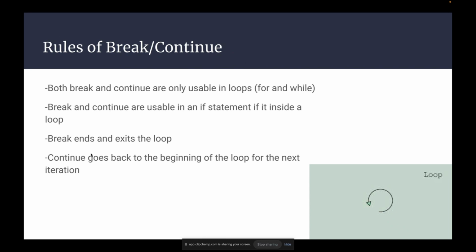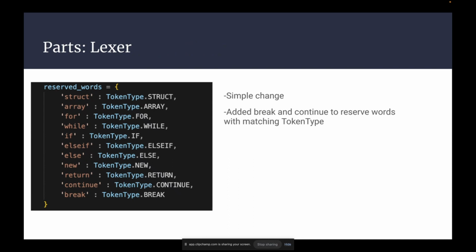And then what break does is it ends and exits the loop right where the break is. It immediately ends there and exits out of the loop. And then continue goes back to the beginning of the loop for the next iteration. It skips everything that's underneath it and just starts the loop again for the next iteration.